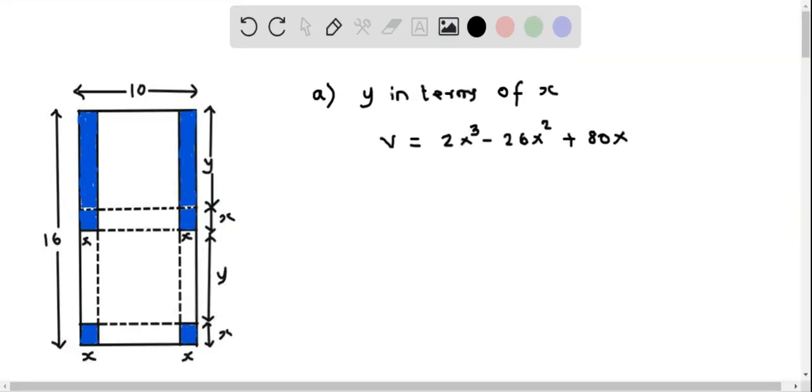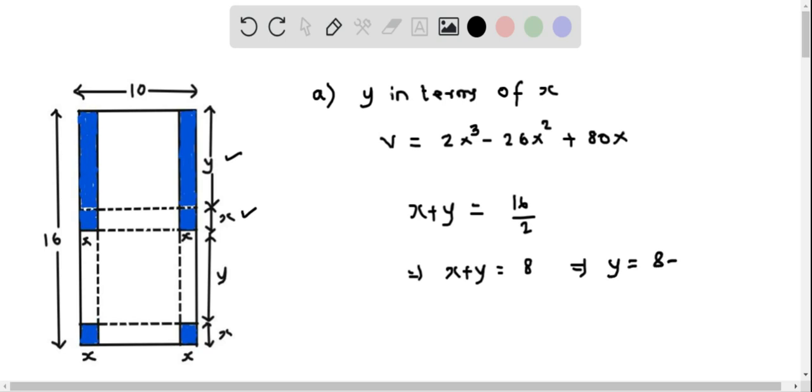Let's answer part A. So here we write y in terms of x. As we can see from the diagram, this side length is y, and we have another length of x. So when we add these two, we get x plus y, and this equals half of this length 16, which is 16 over 2. This means we can solve for y from this equation. That is x plus y equals 8. So this implies y equals 8 minus x. So now we have written y in terms of x.